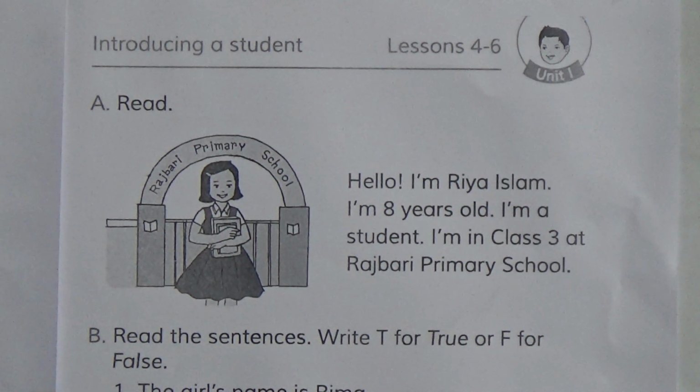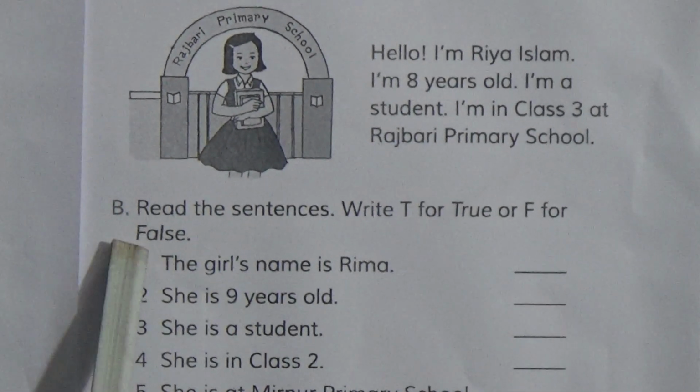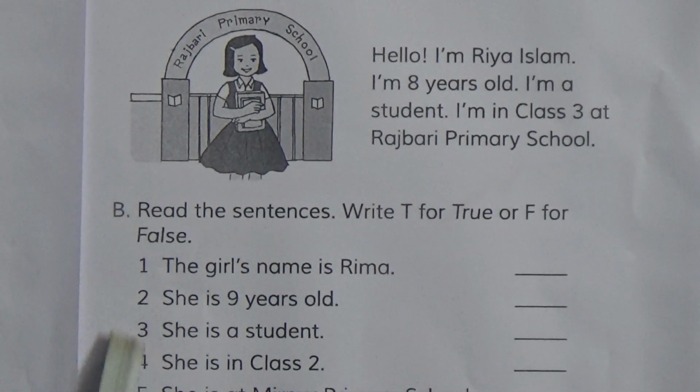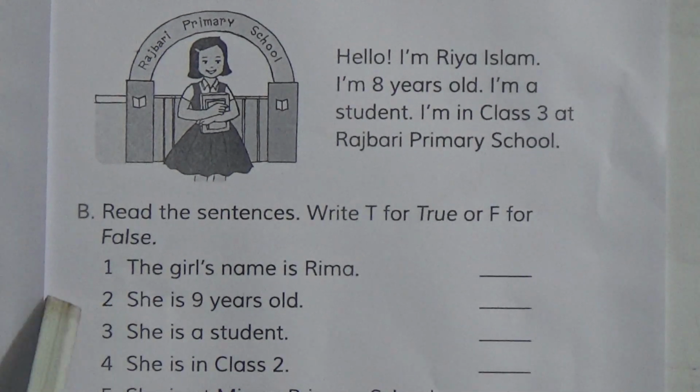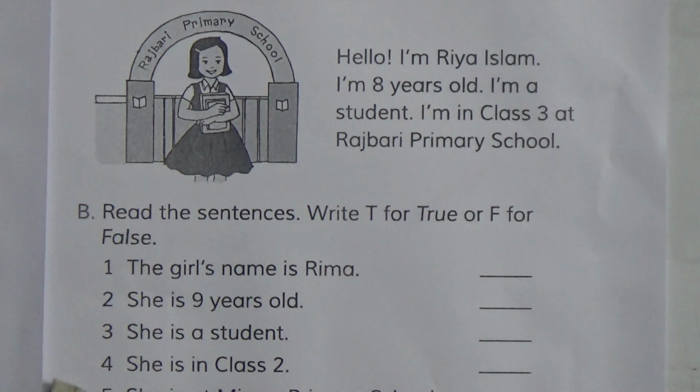Let's look here. Read the sentences, write T for true or F for false. The sentences given here are not all correct. Some sentences are correct and some are incorrect. If the sentence is correct, we will write T for true, and if the sentence is incorrect, then we will write F for false.